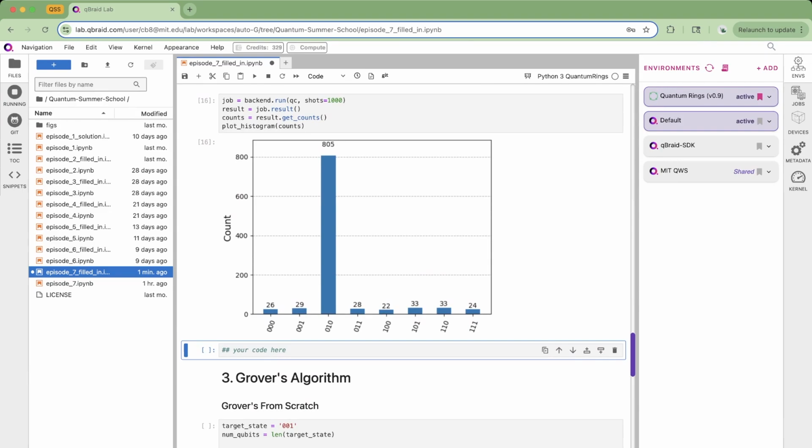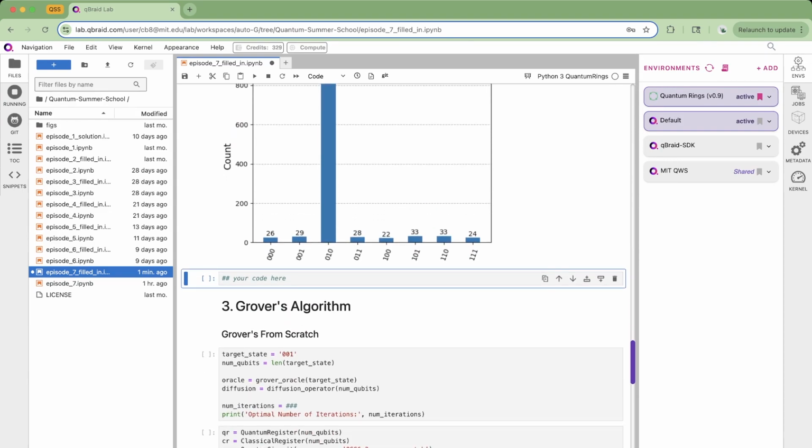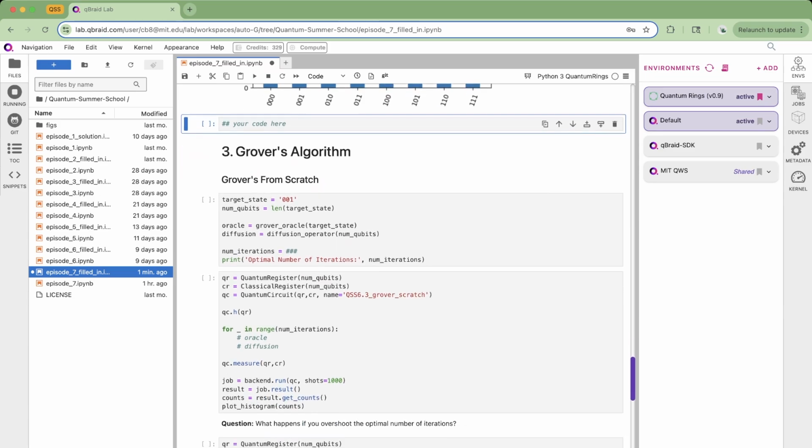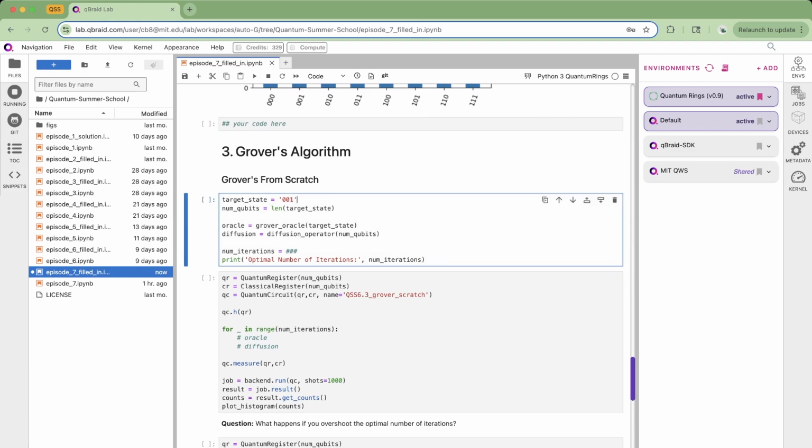So now let's put it all together into the full algorithm. The first thing that we can do is make Grover's algorithm from scratch. And we already have all the parts. We built our phase flip oracle for an arbitrary target state, and we also built our diffusion operator for an arbitrary number of qubits. So the first thing that we'll want to do is define our target state. The number of qubits is the length of our target state. We have our oracle and our diffusion operator. These are the functions that we just defined.